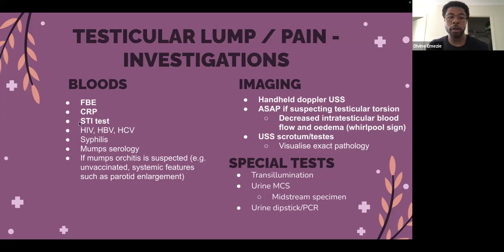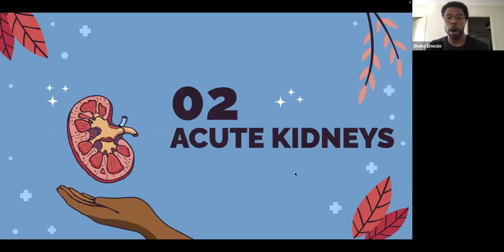So STIs aren't really talked about as much in year 3, but are still relevant to mention in an apex. Other infection screening, mumps in the case of testicular lump and pain as a cause of infection. And then we have ultrasound in here, and then some other test, this would more so be a bedside test, but transillumination, for example, when thinking about hydrocele. All right, let's keep moving.